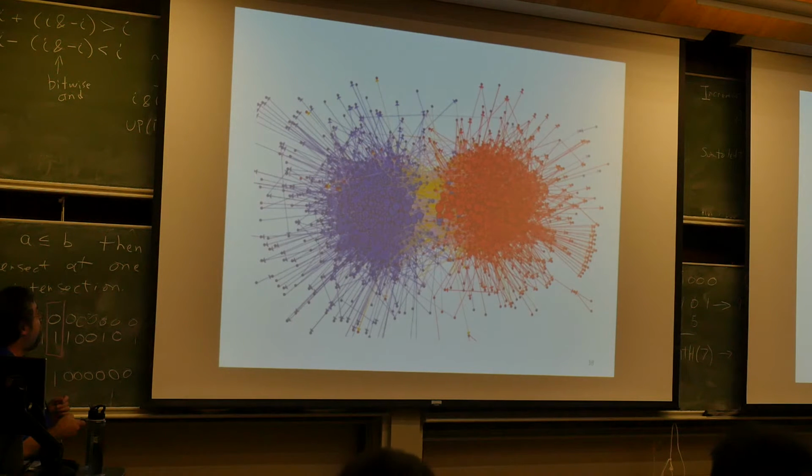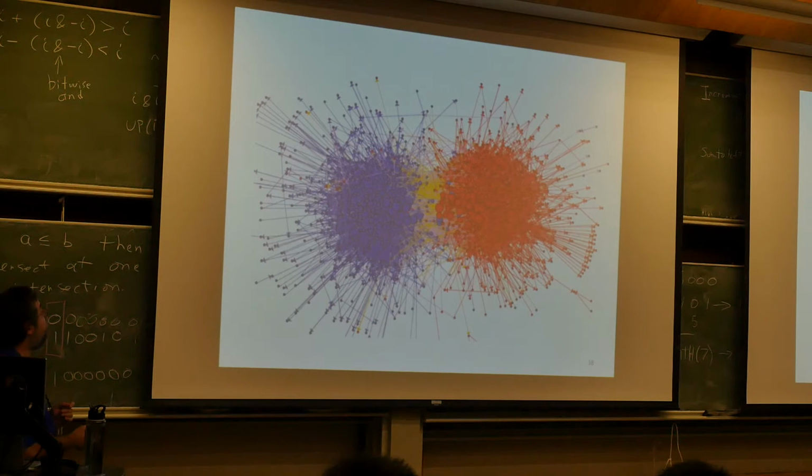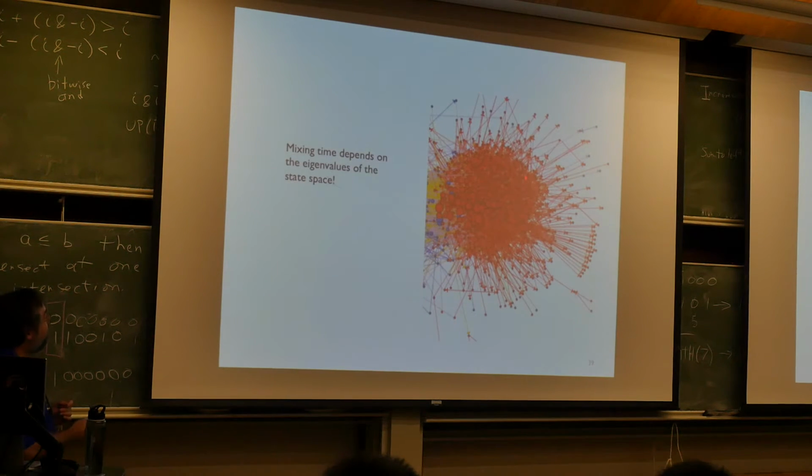It will converge if that graph is connected, and it will converge depending on how well connected that graph is. Here, you could spend a lot of time sampling this blue part before you get to the red part. So going back and forth from blue to red is very hard, and it will take a long time for Gibbs sampling to converge in this setting. If you had a graph like this, it would be a lot faster.